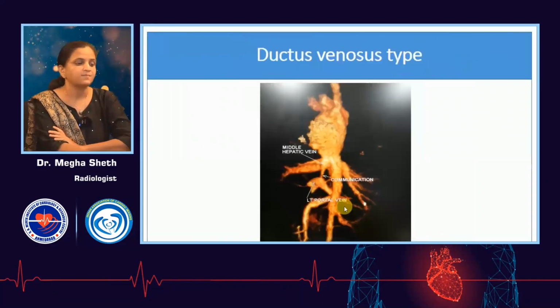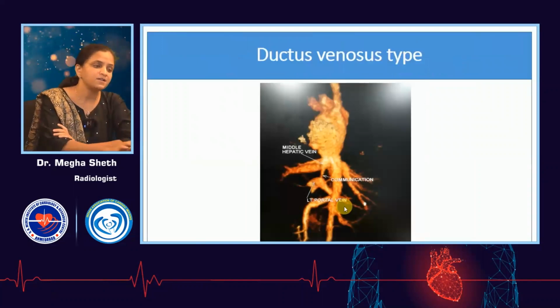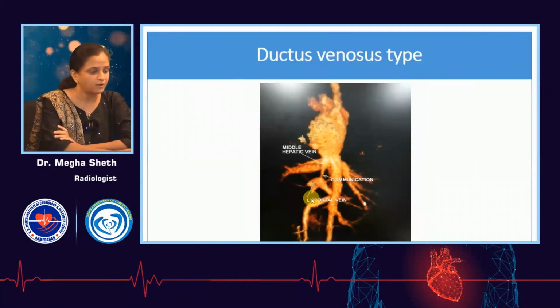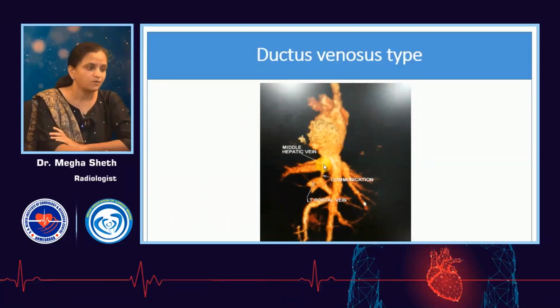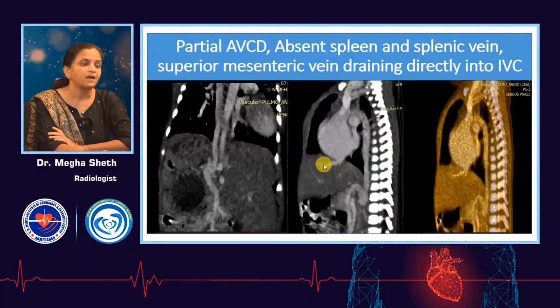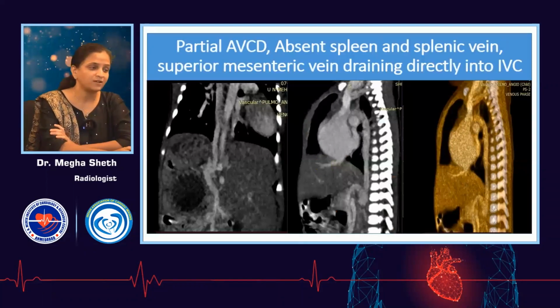The ductus venosus type of intrahepatic portosystemic shunt, we can see here, this is the left branch of the portal vein, this is the small communication, and this is the middle hepatic vein. We can see very nicely this communication between the portal vein and the hepatic vein. Okay, this was another case, partial ABCD.